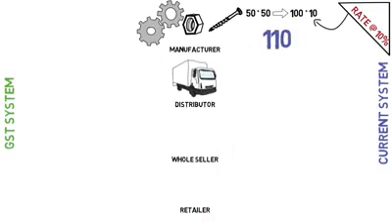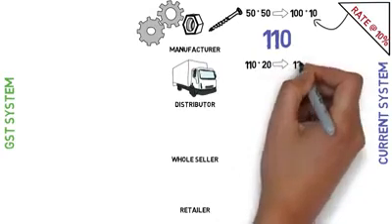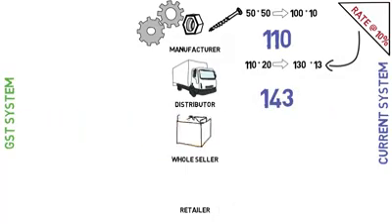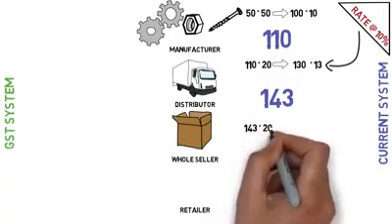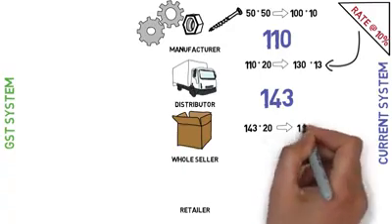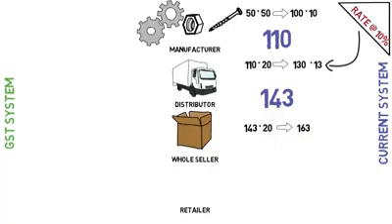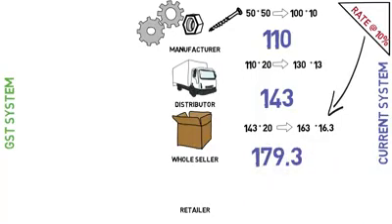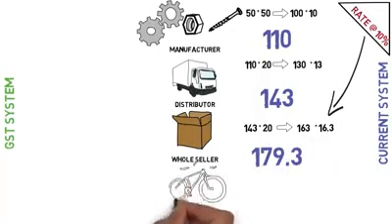The distributor adds value of 20 rupees, which is nothing but his profit. So the price becomes 130. The distributor also sells it by adding 10% tax of 13 rupees. So the product is now 143 rupees. The wholesaler follows the same pattern and the price becomes 143 plus 20, that is 163, and 10% tax, which is 16.3 rupees, and sells it for 179.3 rupees to the retailer.